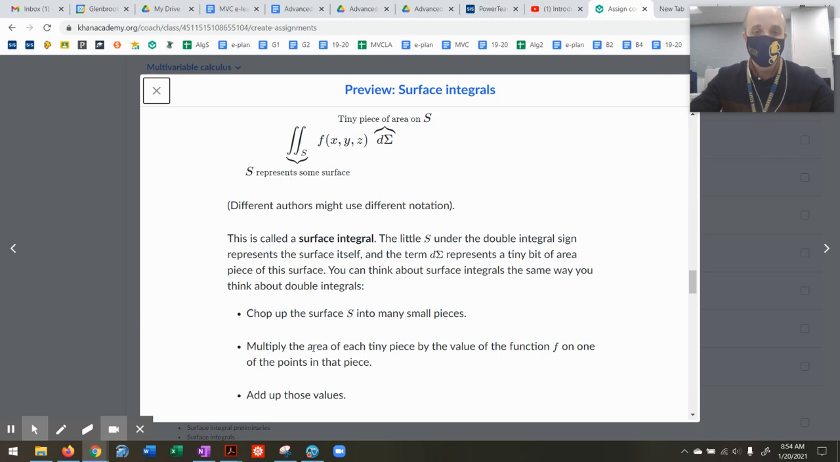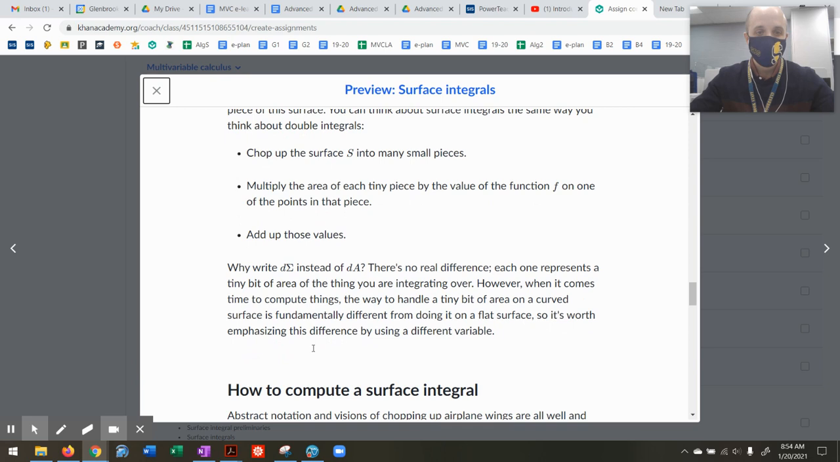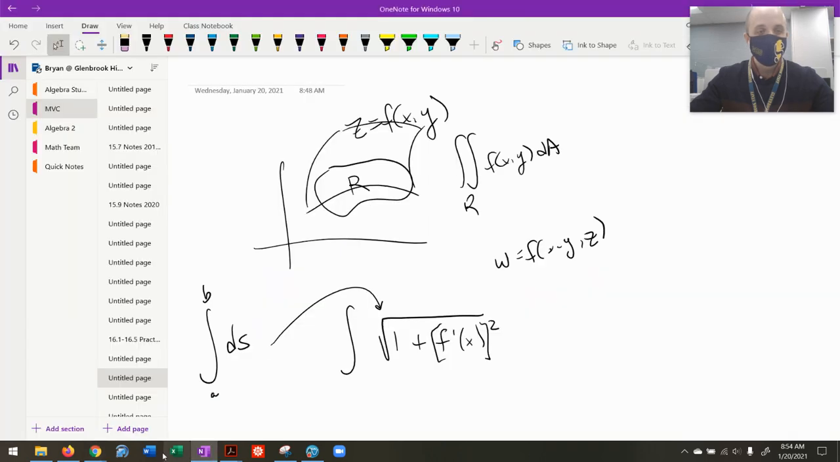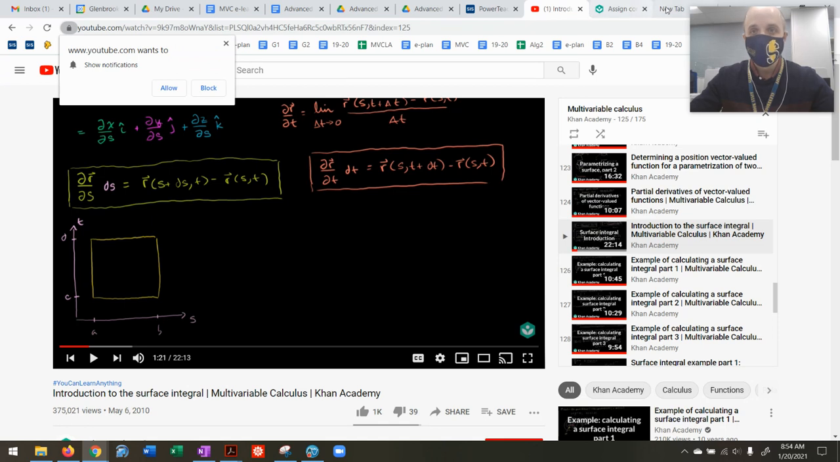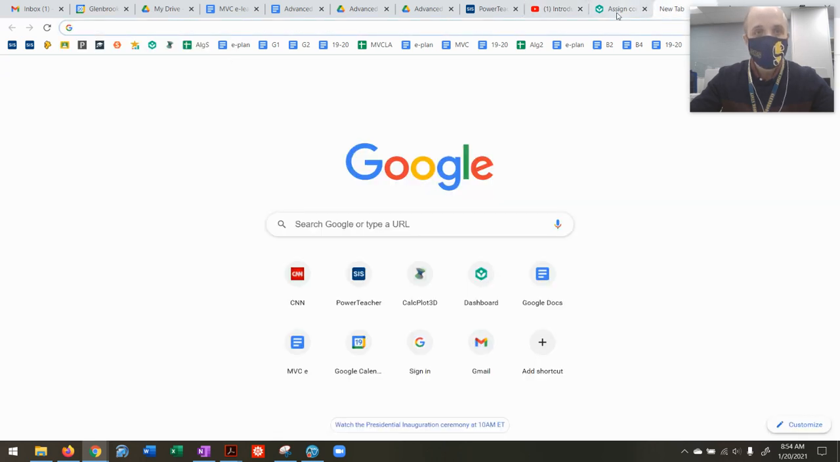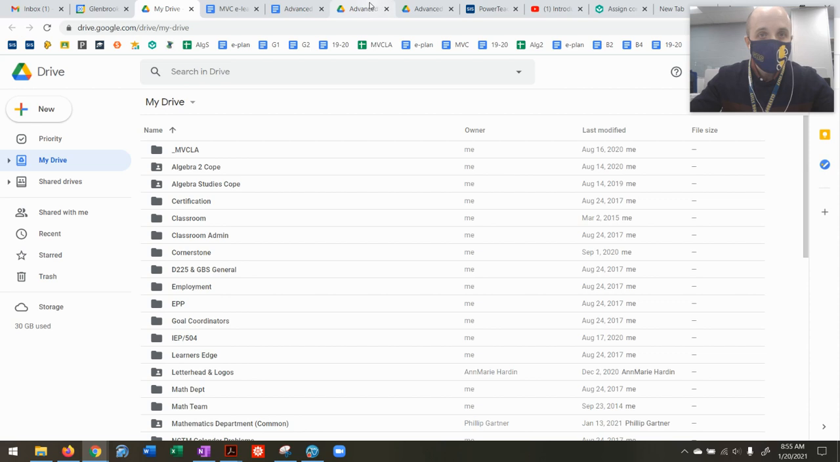It's not volume though, right? Because f of x, y, z exists in 4-space, and then we add up all those values. Okay, so the actual computation we're going to do together in class. The last thing I want to show you is a copy of my notes from last year, which goes through this really nicely. And those are right here.